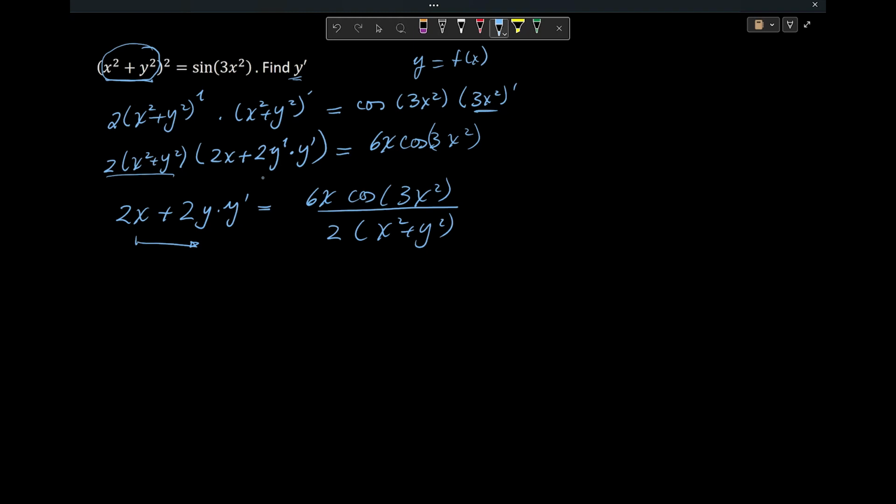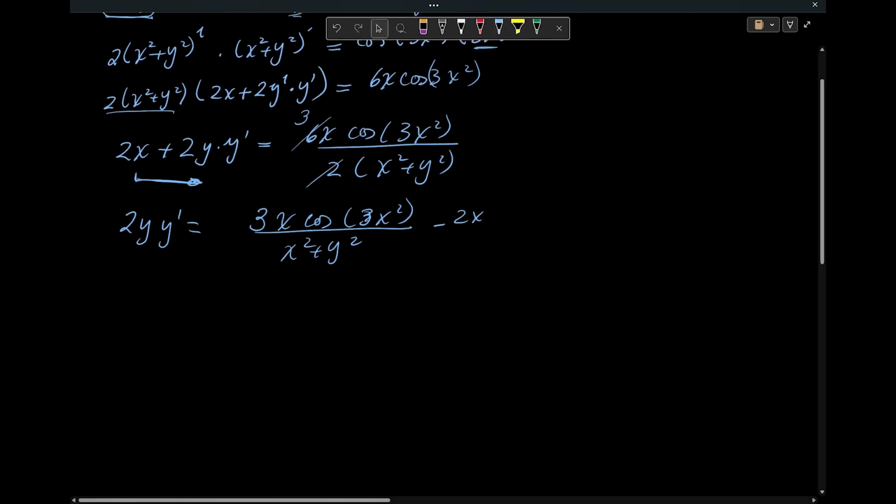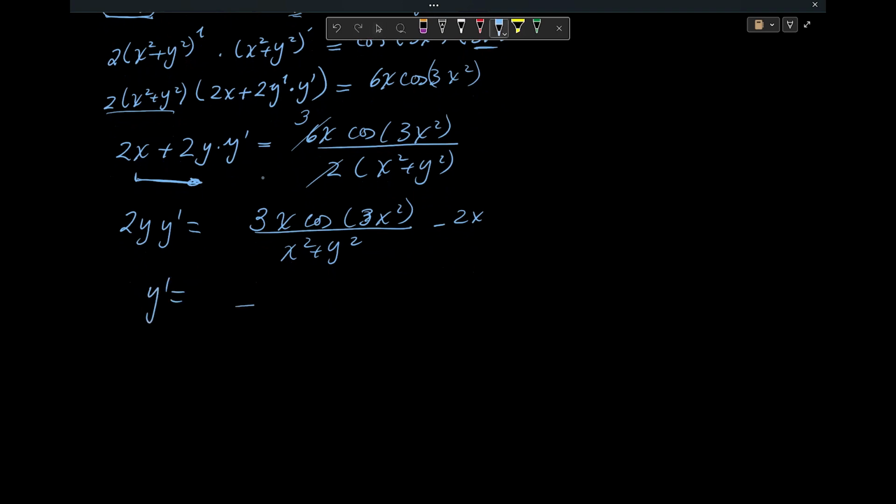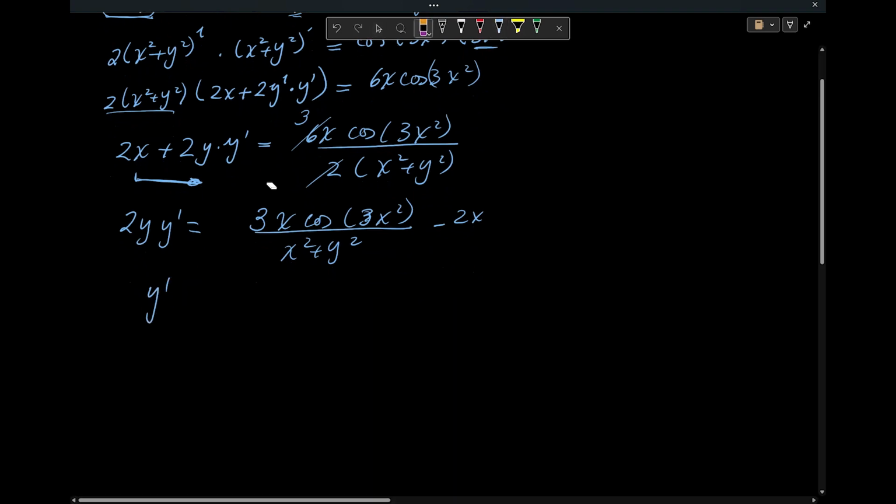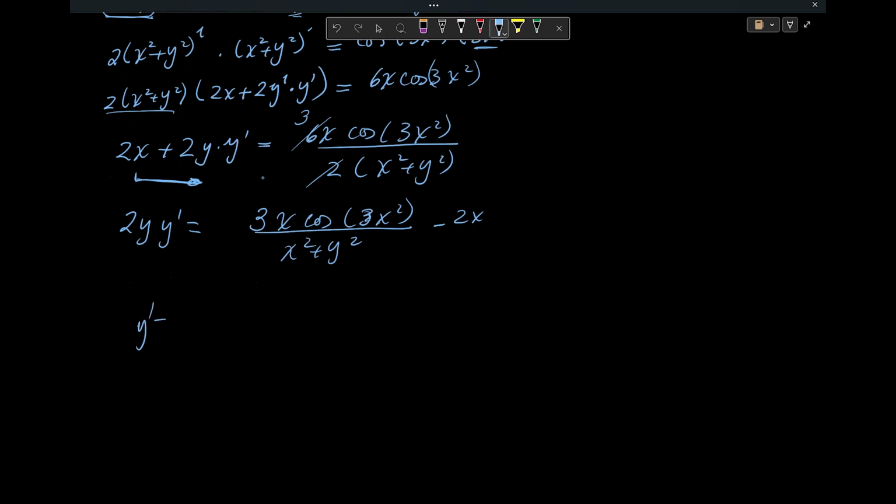Okay, so I'll have 2y y prime equals, again, the 6 and the 2 leaves me with the 3 on top. So I'll have 3x cosine 3x squared. And I brought the 2x over, so it became negative 2x. And now I just divide by 2y to isolate y prime. So y prime is, let's maybe push it down a little bit.